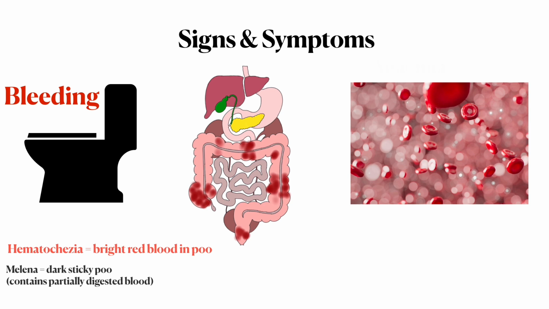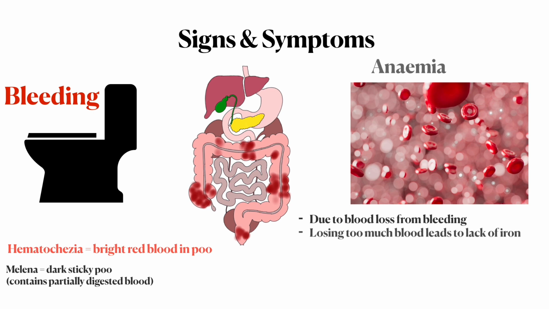And that's because it contains partially digested blood. That's because the tumor is higher up in the large intestine and the blood is there for longer. And what does bleeding do? It causes anemia. So why does anemia occur? Well, it's due to the blood loss from the bleeding.